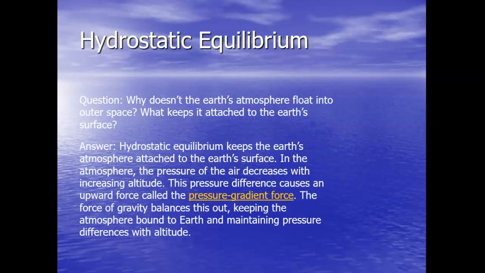So why doesn't the Earth's atmosphere just float into outer space? What keeps the atmosphere attached to the surface of the Earth? And the answer is hydrostatic equilibrium. In the atmosphere, as you climb in altitude, pressure decreases, and that pressure difference causes an upward force called a pressure gradient force. That force is balanced by the force of gravity, and that keeps the atmosphere bound to the surface of the Earth.